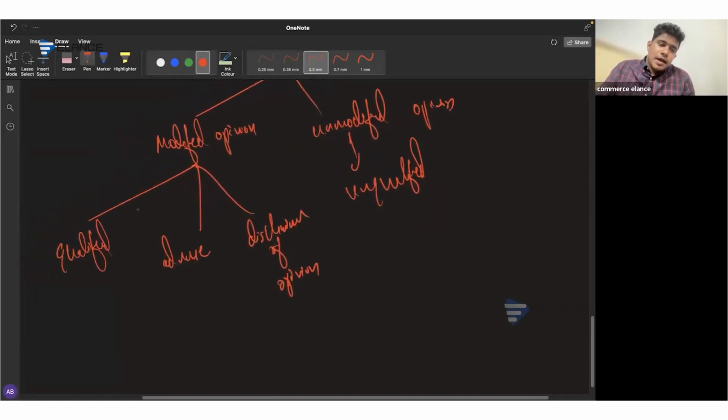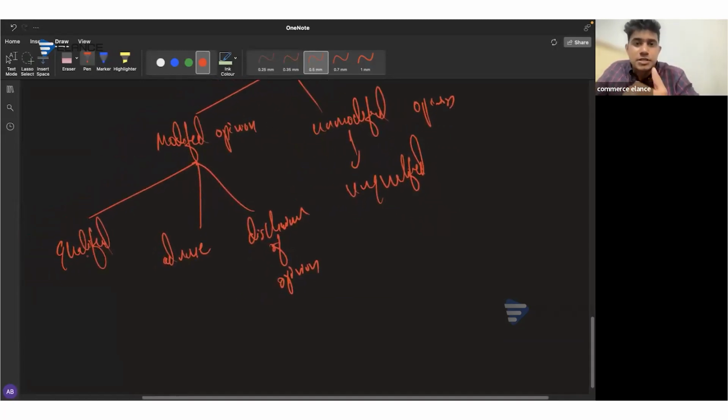Okay. And qualified opinion means that the financial statements show a true and fair view, but it is subject to some reservation. Adverse opinion means the financial statements do not give a true and fair view. Disclaimer of opinion means that we are not able to express an opinion on the financial statements due to the lack of audit evidence.